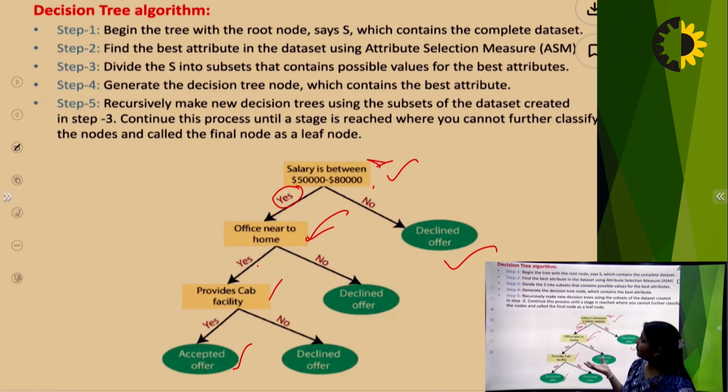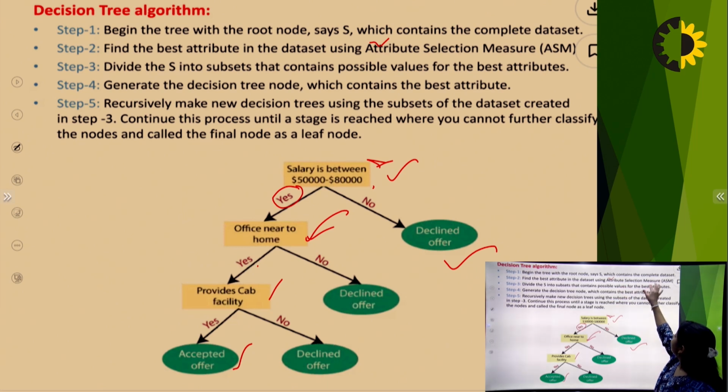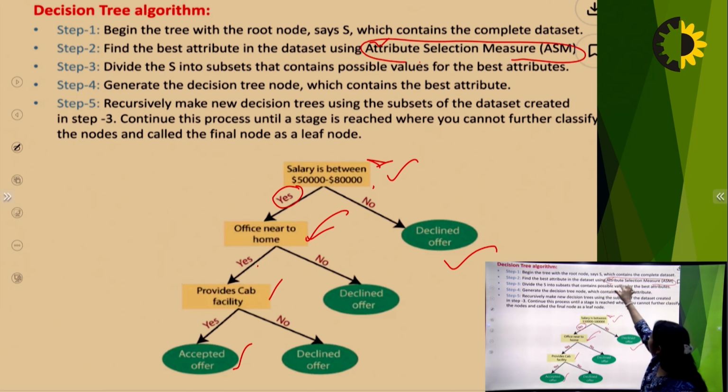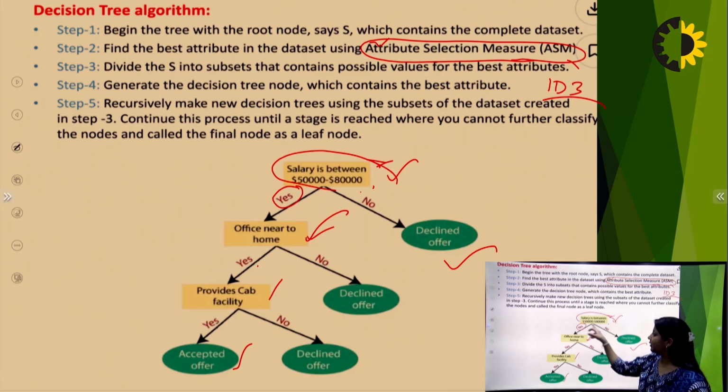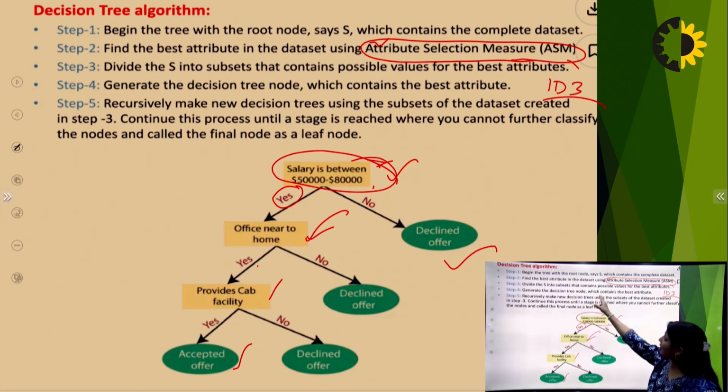Step 1 is to begin the tree with the root node, which we already learned, and find the best attribute in the data set with the help of an attribute selection measure. So what is this technique? In attribute selection measure, we use the ID3 algorithm. The ID3 algorithm is used to find the entropy and information gain in the data set. When we get the highest information gain of any feature, we make that feature or attribute the root node. Then step 3 is to divide S into subsets that contain possible values for the best attribute.